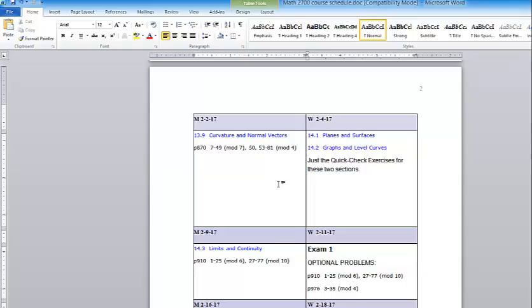When you start doing limits and continuity, I think there are some exercises that are worth doing. And that's calculus then at that point again. So we start talking about limits.